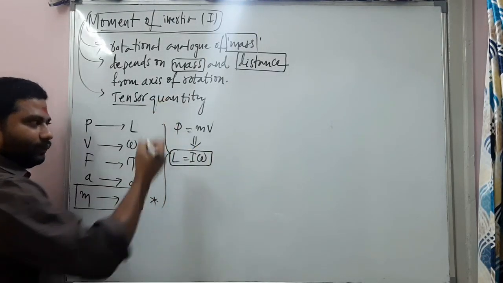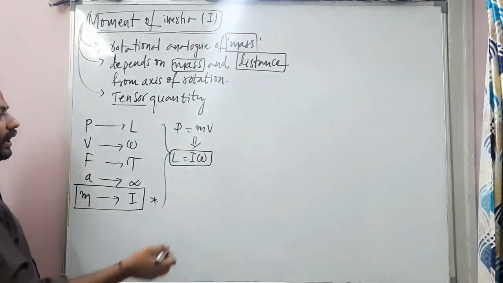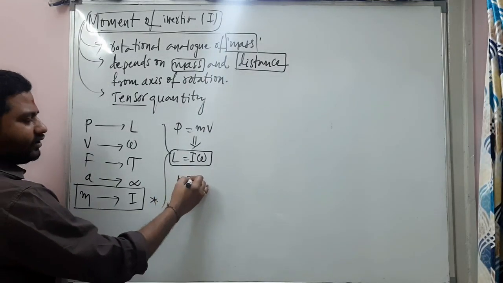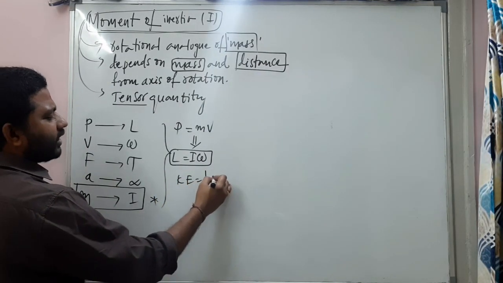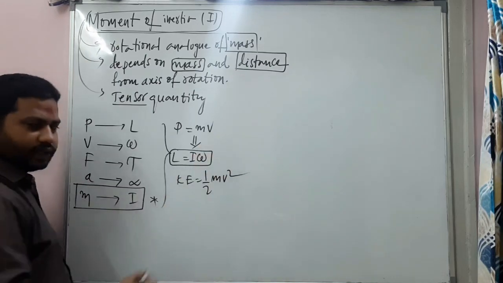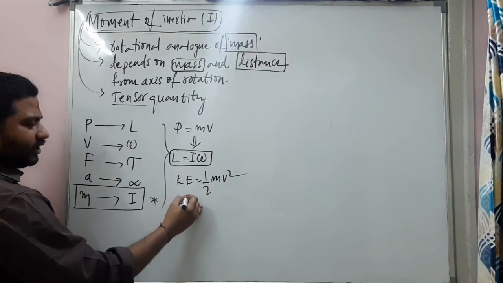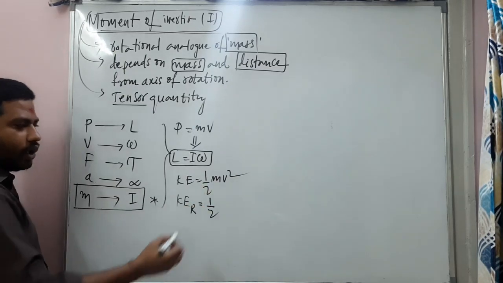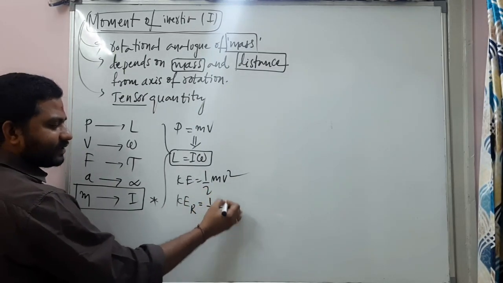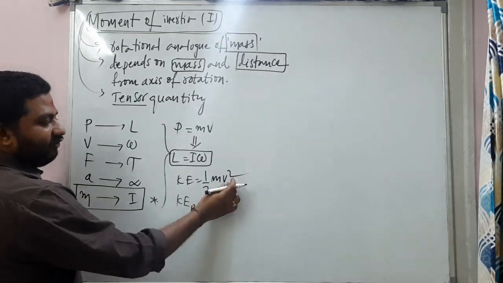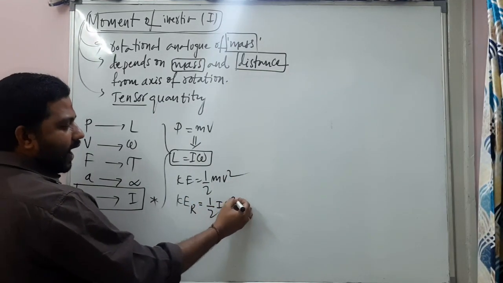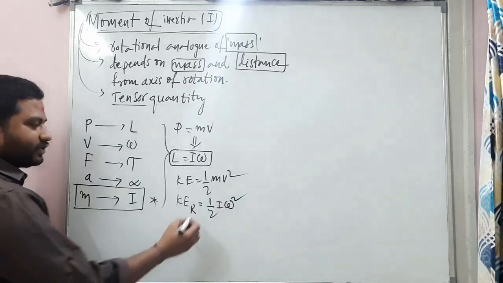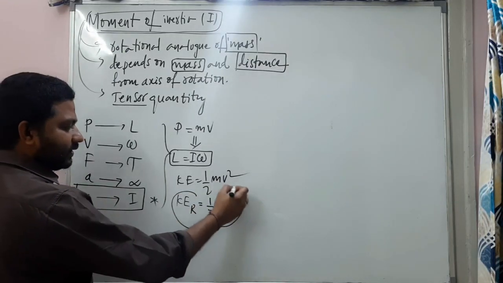Now, for example, kinetic energy. Kinetic energy is what? In linear motion, it's half mv square, my dear students. So kinetic energy in rotational motion is equal to half into m, where m can be written as I, moment of inertia, and v can be written as omega, angular velocity, square. This is also an important equation. Understand?